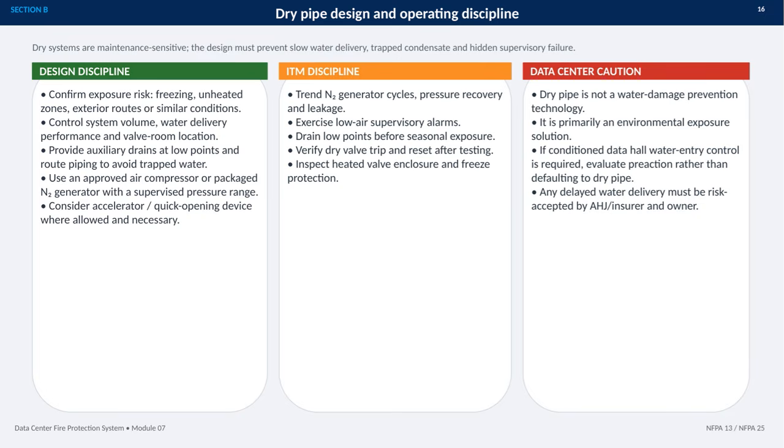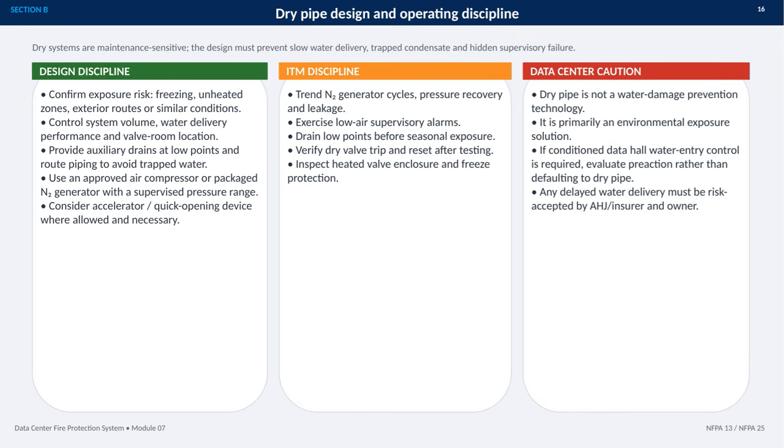Start by confirming the exposure that requires a dry system, such as freezing conditions, unheated areas, or exterior piping routes. Then control the system volume, water delivery performance, and valve room location. Low points need auxiliary drains, and the piping should be arranged to minimize trapped water. Air supply also matters. Use an approved compressor or packaged nitrogen generator with a supervised pressure range. Where permitted and justified, an accelerator or quick-opening device may help reduce trip time.